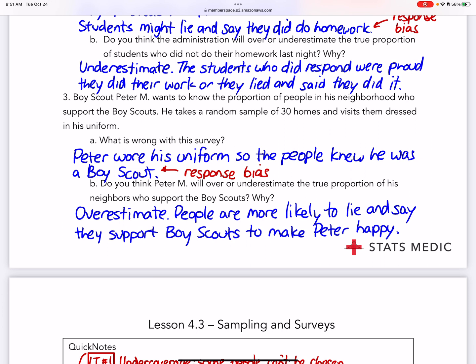Do you think Peter will over or underestimate the true proportion that support the Boy Scouts? It's probably an overestimate, because people are not going to tend to tell him the truth, because they want to tell him what he wants to hear.